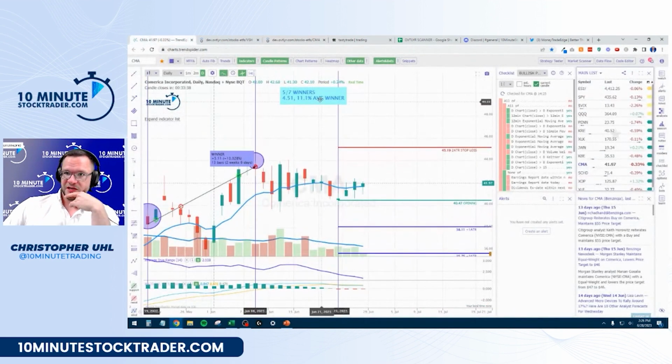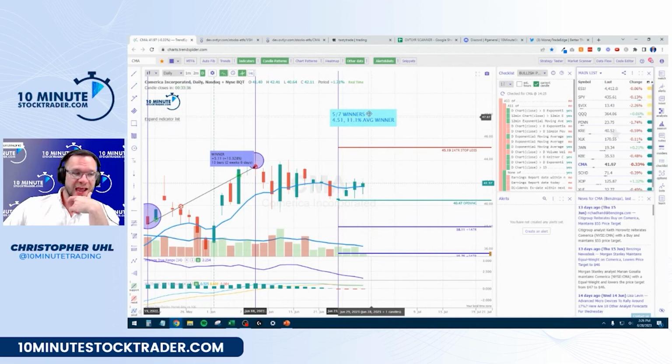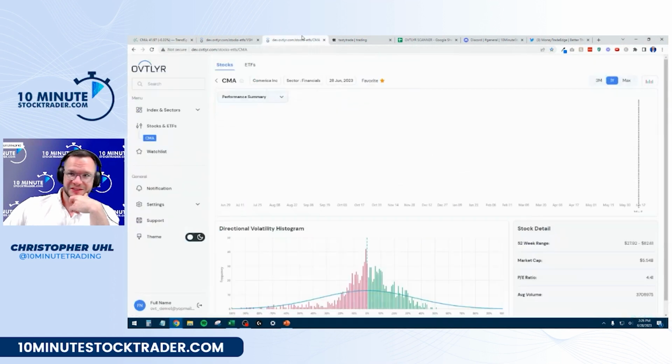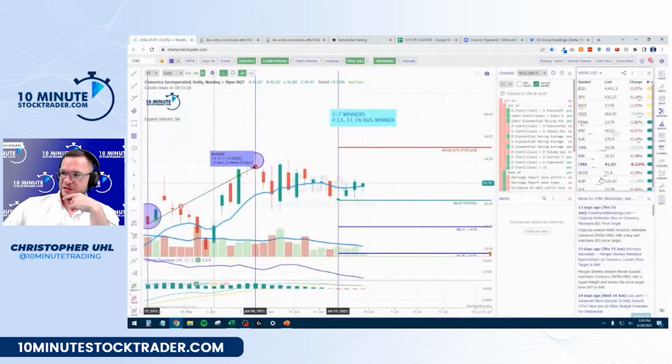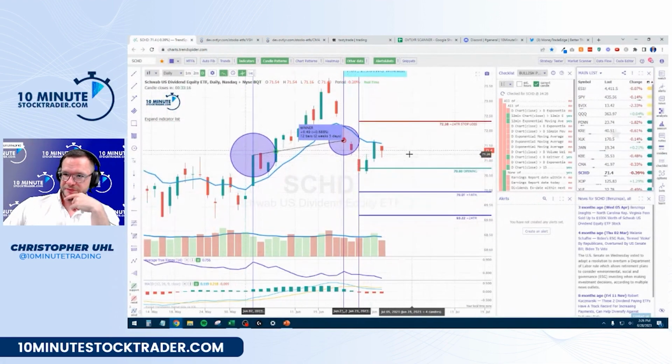In fact, on CMA, it had 5 out of 7 winners. The average trade of the 7 was an 11% return, which is pretty cool. Including the losers, the average return was 11%. So here we have the sell signal, and it's still in green, not going anywhere just yet. So CMA looks good. SCHD.